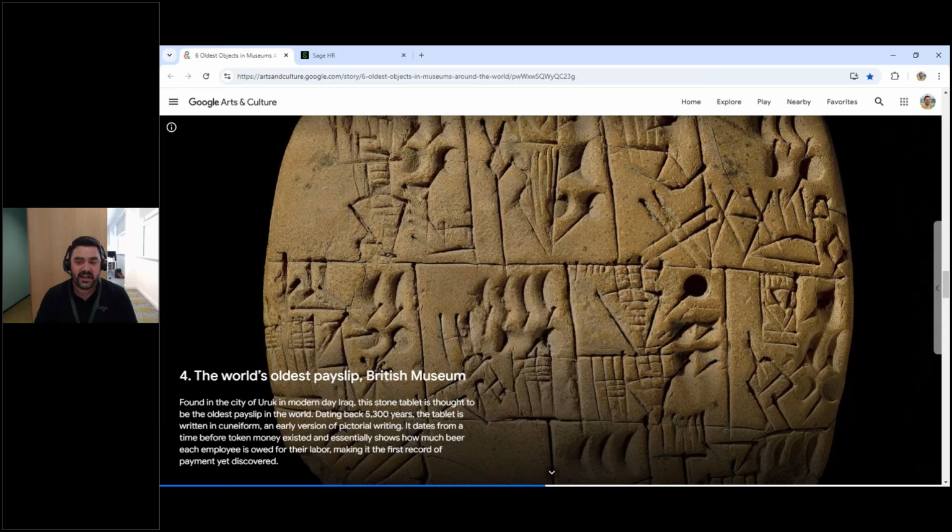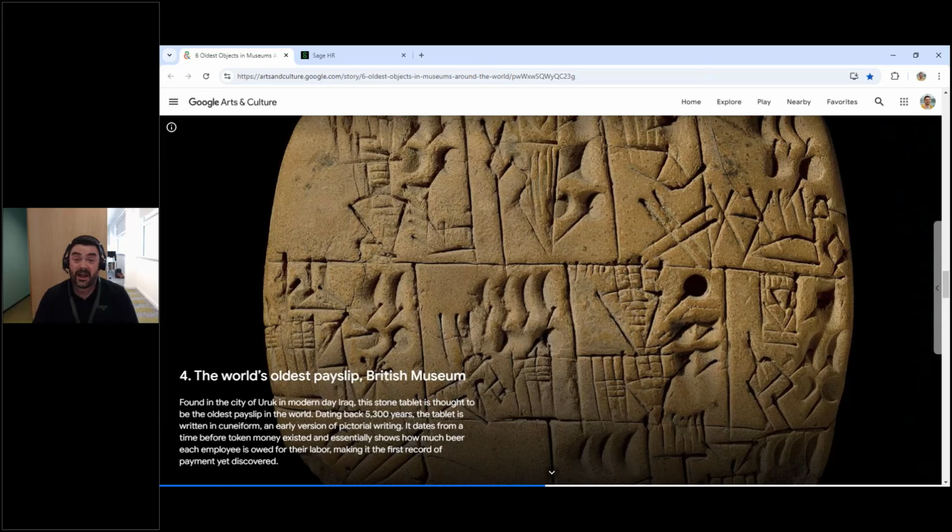It was found in the city of Uruk in modern-day Iraq. It's a stone tablet, so made of clay, and it dates back 5,300 years. There wasn't writing back in those days. It uses cuneiform, which is a pictorial version of writing.